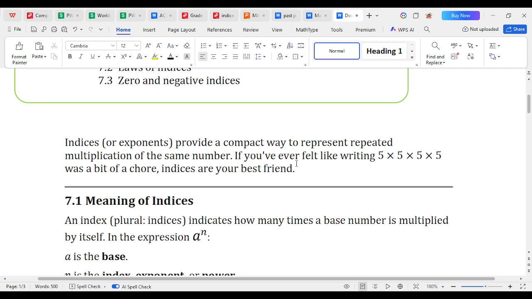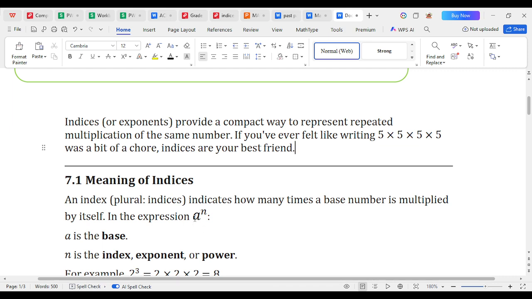So here's the thing. When we start looking at indices, it just simply talks about how many times a number is multiplied by itself. If you can see here, 5 times 5 times 5 here, it can be written as 5 to the power 4. Okay, that is a bad explanation. Let me just go here.